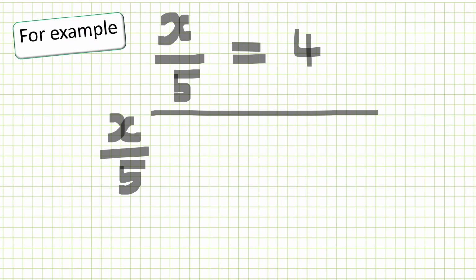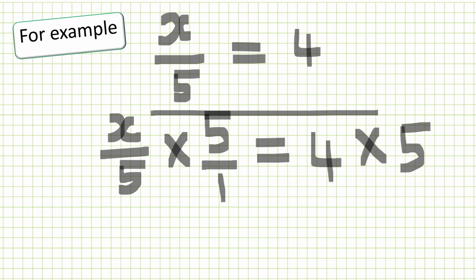x over 5 is equal to 4. I want to get x on its own, so I can multiply x over 5 by 5. But what I do to the left-hand side, I must do to the right-hand side. So this rule says you can multiply the left-hand side by a non-zero number. The number cannot be naught, because if you multiply by naught, it becomes naught, and you won't be able to solve for x correctly.